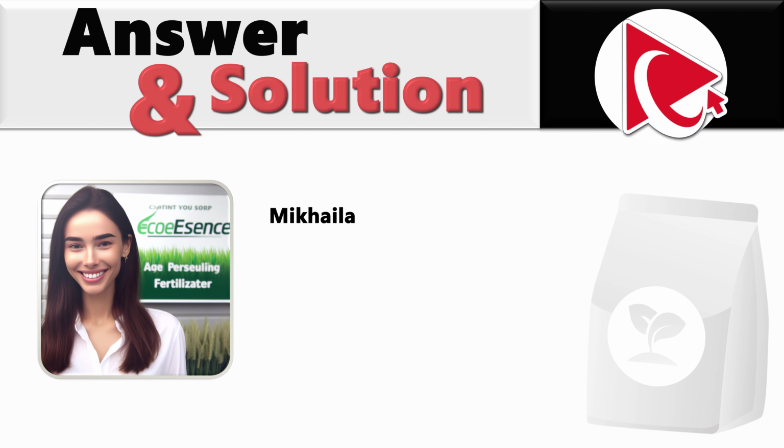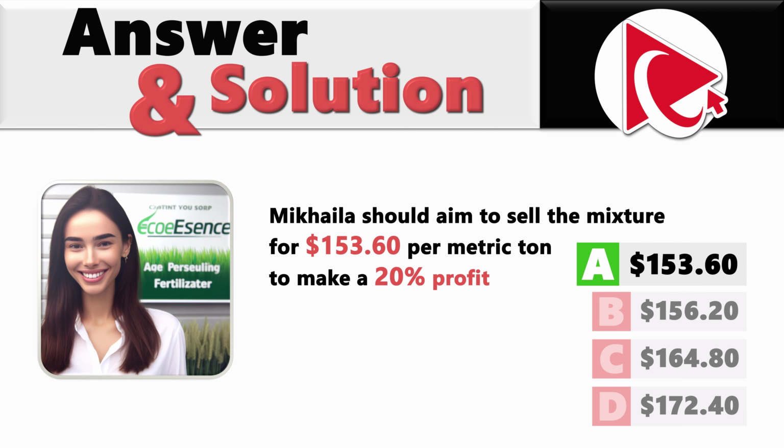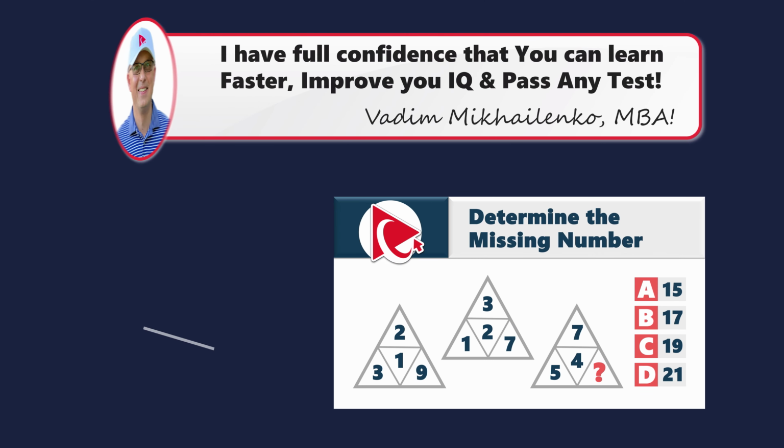So Michaela should aim to sell the mixture for $153.60 per metric ton to make a 20% profit. And the correct answer here is choice A, $153.60.